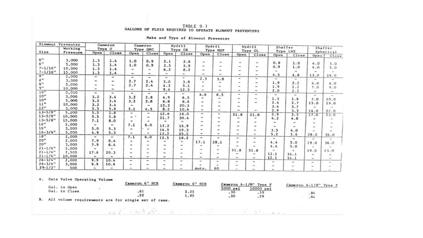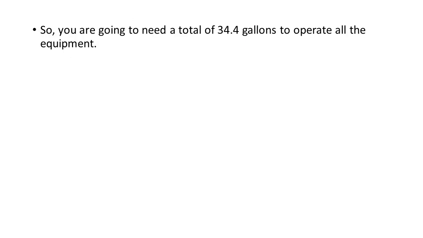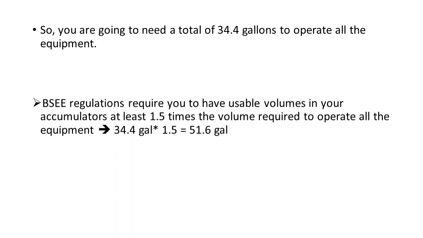So we'll come to the table and we'll read those values. So the Cameron 5,000 pound working pressure, 10-inch, it's got these open and close volumes, so this is in gallons. So we'll have to add those two together and multiply by 3. Then here the high drill, and then 2 of the valves, the HCR and the one on the kill line. So when we add those together, we get 34.4 gallons to operate all the equipment.